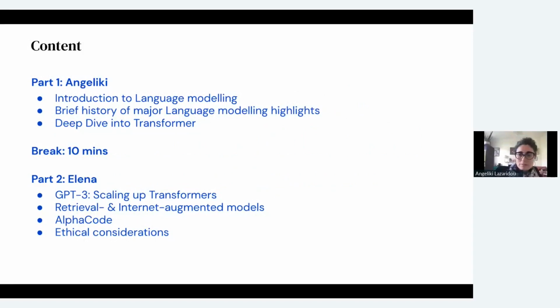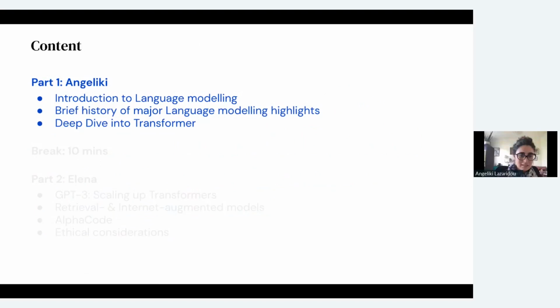Okay, so I'll start by talking a bit about language modeling, breezing through a bit of the history of language modeling just to set up the scene, and then we'll deep dive, head first, into the transformer language model, which is perhaps the most widely used language model today. And then Elena will take over to talk about some exciting applications of transformers out there. You can see the slides moving, right? Yes, everything is fine. Okay, great.